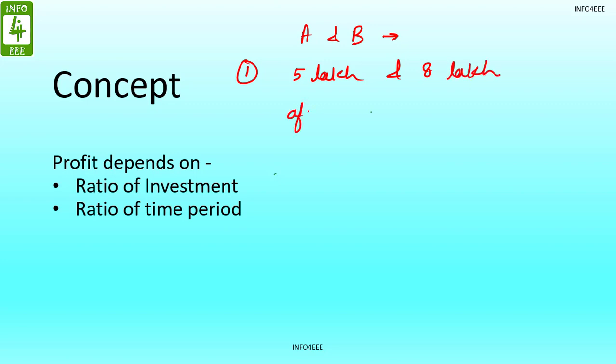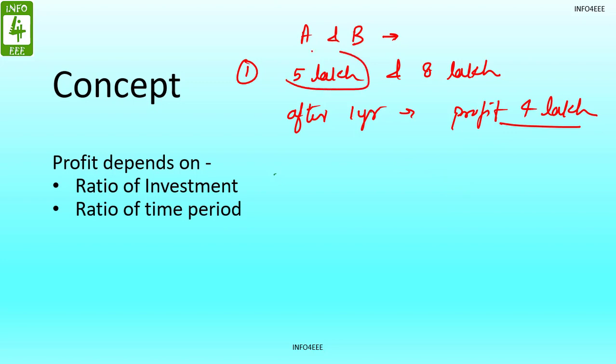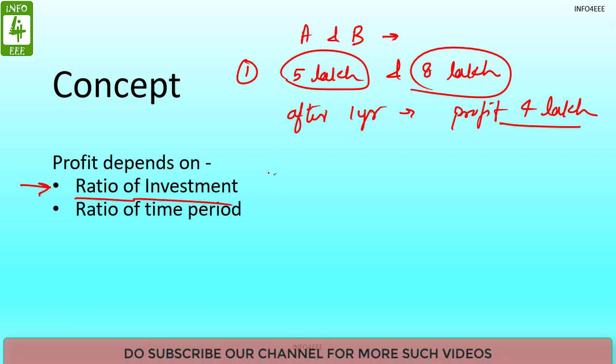And after 1 year, they made a profit of 4 lakh rupees, right? So this 4 lakh rupees will not divide equally between these two because B invested more amount. So B should get some more amount as compared to A. This is one thing. So profit will depend on who will invest more amount, that person will get more profit. So the first thing is profit will depend on the ratio of the investment.